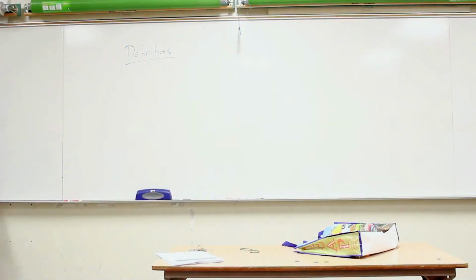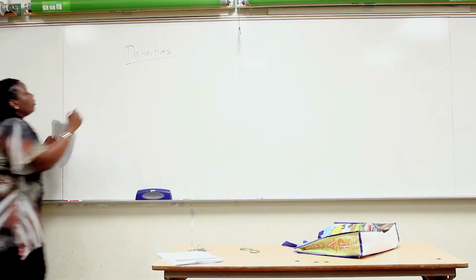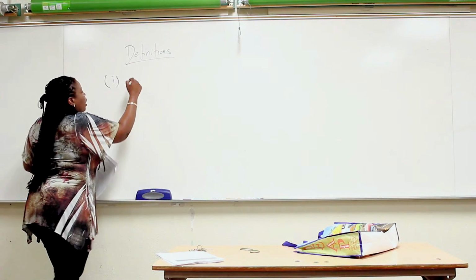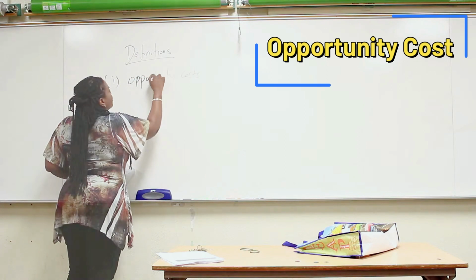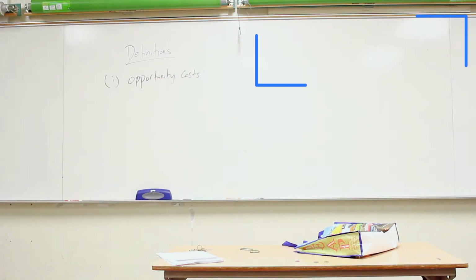So some definitions. The first one that I want to go through is what's called opportunity cost. Now remember what we just did. We just defined econ. Faced with scarcity, we have to make choices. What are the best choices we should make? That's where econ comes in.